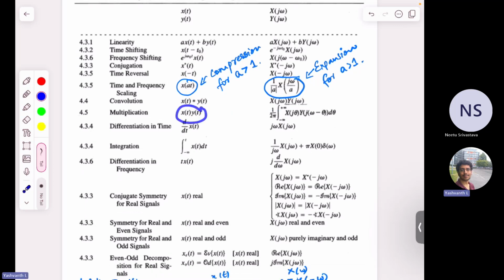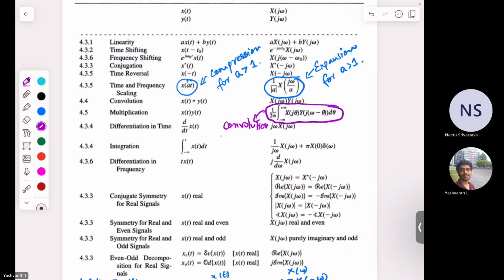Now the multiplication property. If I multiply both the time domain signals in the time domain, how will the corresponding frequency domain signals be? If you recognize this integral properly, this is actually nothing but convolution. Basically, this is convolution in the frequency domain. That is, if I multiply two signals in the time domain, their corresponding Fourier transforms will get convolved. You need to convolve both Fourier transforms, and the resultant will be the Fourier transform of the signal x of t times y of t.